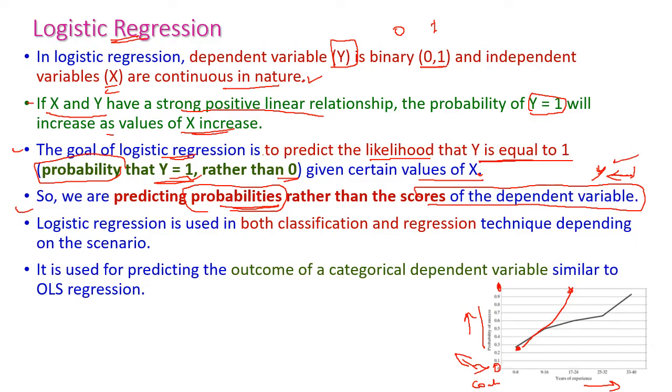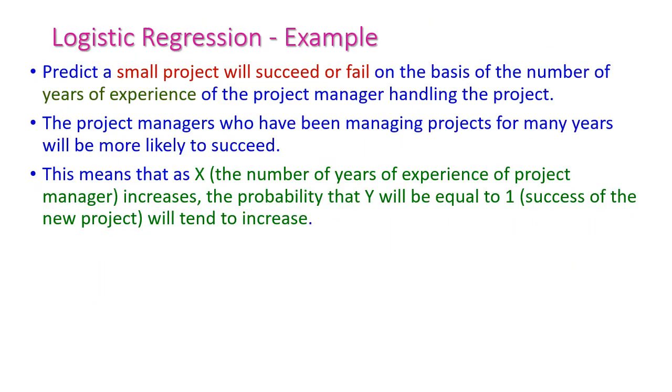So this is logistic regression, and it is used in both classification as well as regression. Why is it used in classification? Because the y value is equal to either 0 or 1. And it is used for predicting the outcome of a categorical dependent variable, similar to linear regression. Next, let us see an example for this logistic regression.